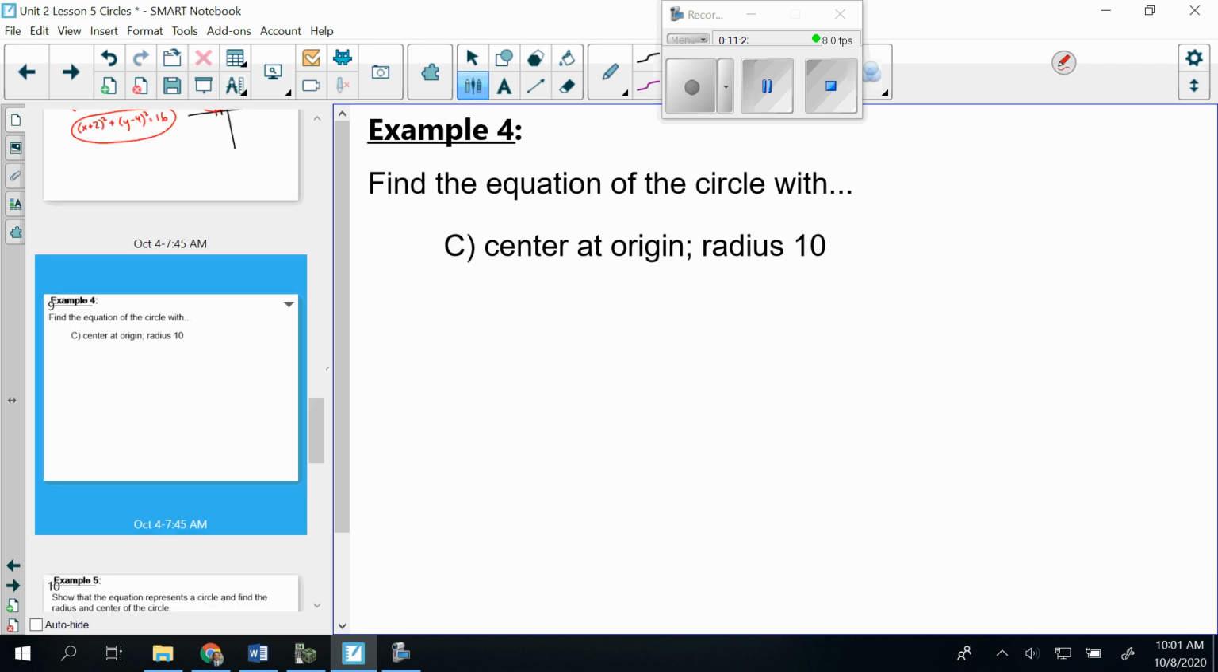Next one, C here. Find the equation of the circle, center at the origin, radius 10. Should be pretty simple on this one. If it's origin, we know it's 0, 0. So it's just going to be x squared plus y squared equals our radius squared. 10 squared is 100.